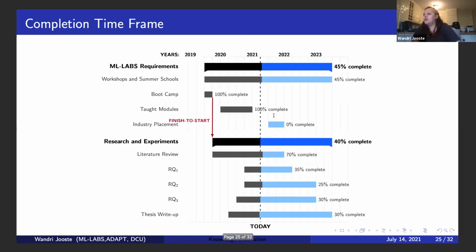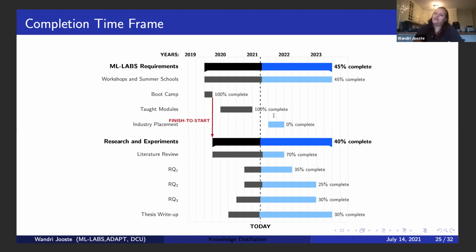So yeah, the completion time frame. For the thesis write-up, I think I should have changed that a bit in the report, because I am writing up as I go along, but probably in the final year I will actually only start writing up the thesis.